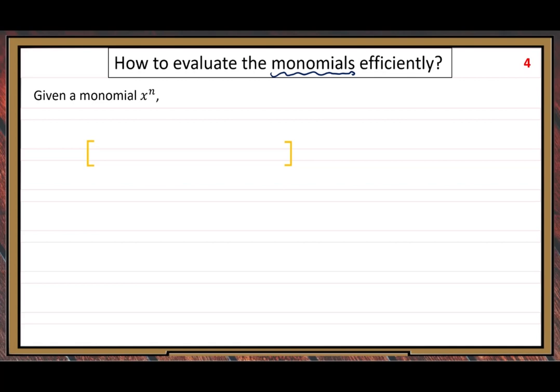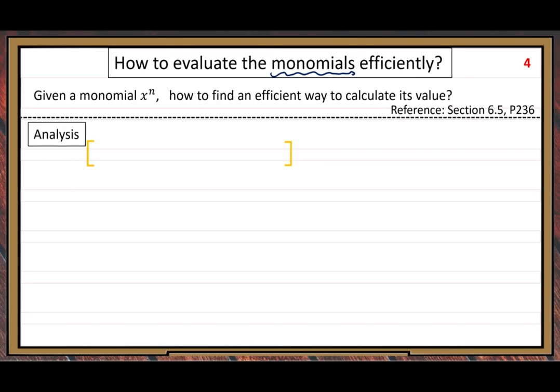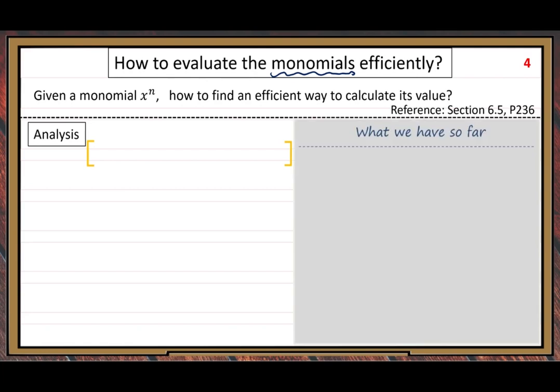Given a monomial x to the nth power, so it's a power function, how do we find an efficient way to calculate its value? The reference is also a subtopic related to the polynomial evaluation topic from section 6.5. Because this topic is related to polynomial evaluation, first let's look at what we have so far from the polynomial evaluation.